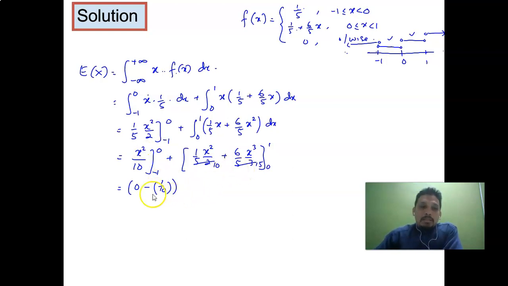Okay, so these two are the result of this part here. Now we look at this part here. Substitute x with 1 first. So 1 squared equal to 1, 1 over 10, plus 1 cubed equal to 1 times 6 equal to 6 divided by 15.